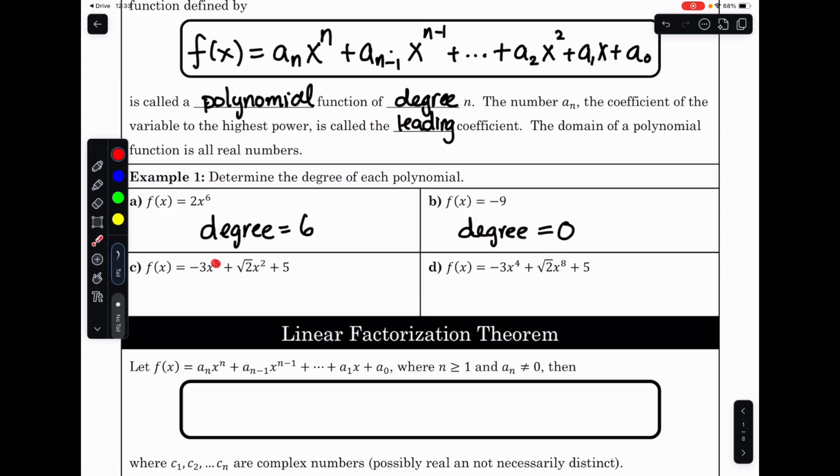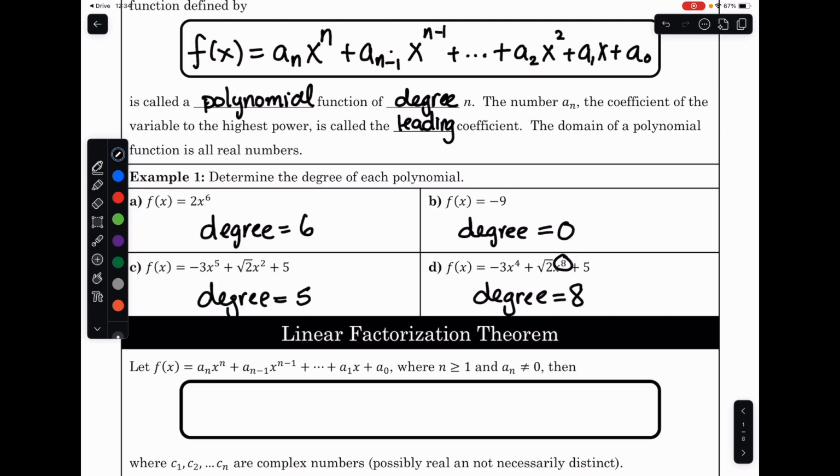So in this example, since 5 is the biggest exponent, the degree of this polynomial would be 5. And the degree of the next one is not going to be 4, but 8, since 8 is bigger. And that's how you determine the degree of a polynomial in standard form.